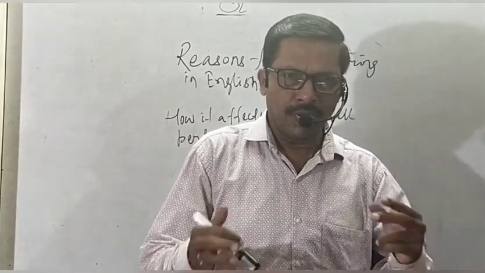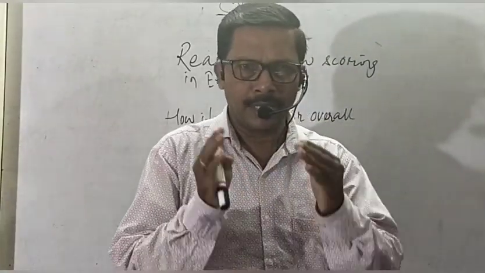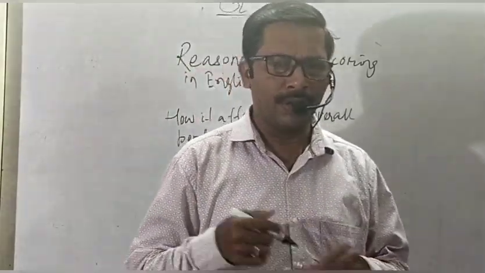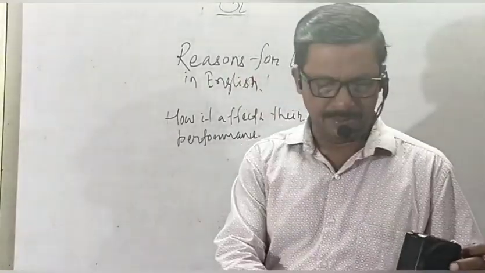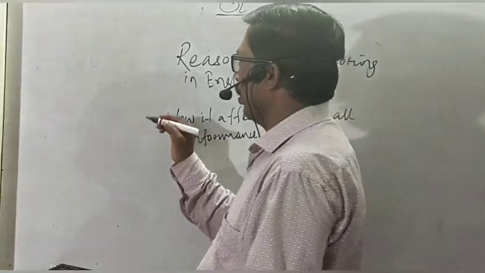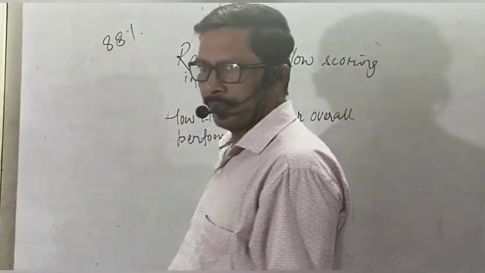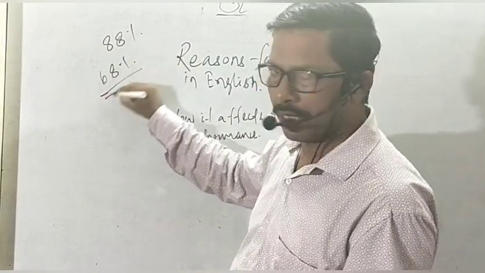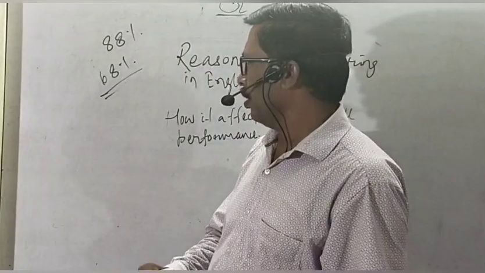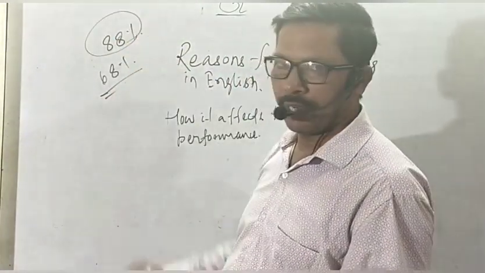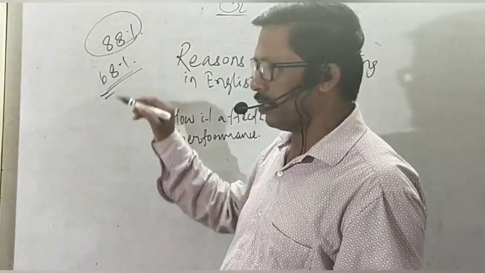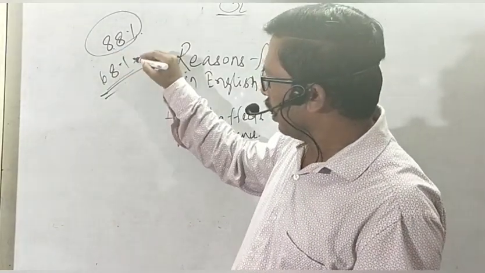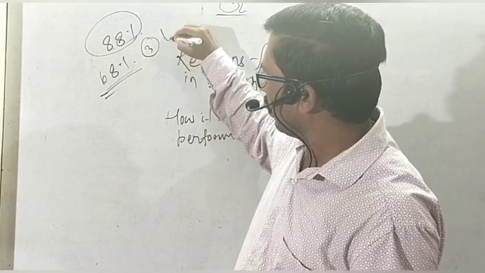Now I can cite 2 examples how poor performance affects the result. One of my students in the 2019 examination overall got 88%. And he got only 68 in English. It's not a joke, it's a fact. Look here, totally 88% and in English 68%. He could not score 80 plus. So here he scored 3% less mark.